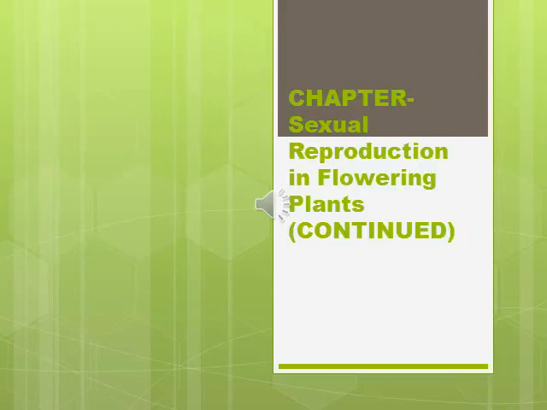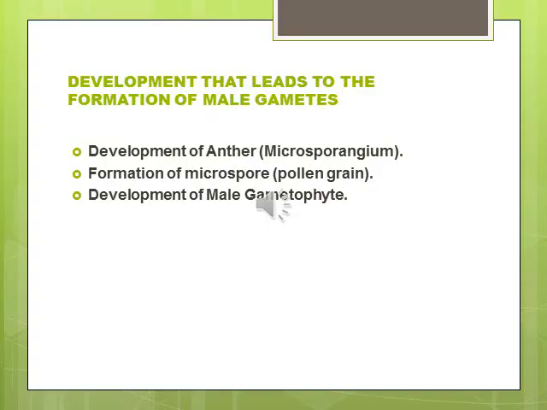Hello children, today I am going to continue with the chapter Sexual Reproduction in Flowering Plants. The first event which occurs in the sexual life cycle of an angiosperm is development that leads to the formation of male gametes. This topic further includes development of anther, that is the microsporangium, formation of microspore, that is pollen grain, and last, development of male gametophyte.